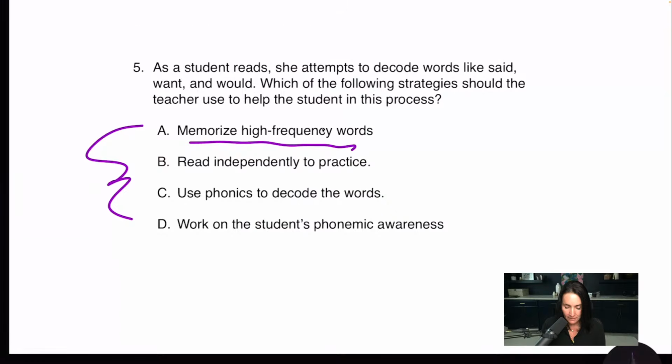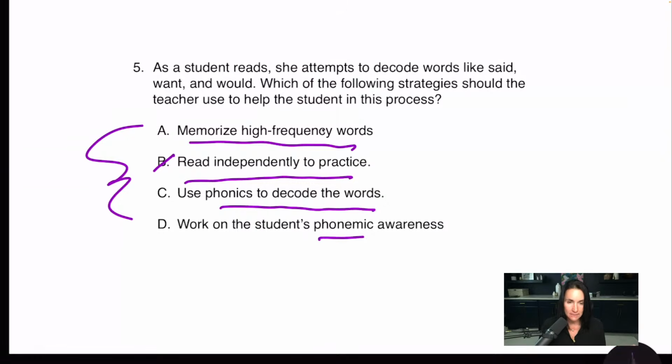Read independently to practice. Well, what did I say about silent sustained reading? To practice. I mean, do we do it? Yes, of course we do it. And it is a good skill. But if somebody's struggling, we're not going to say, go read on your own. We need to support. So I'm going to just cross this off temporarily. Use phonics to decode words. Okay, we do that. So I'm not going to cross that off. Work on students' phonemic awareness.